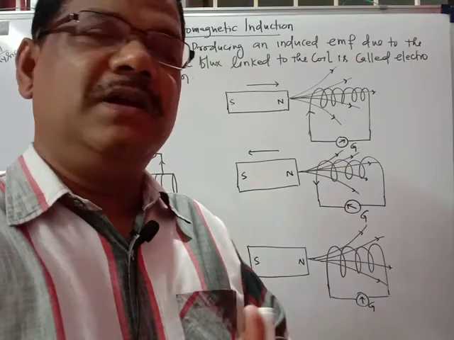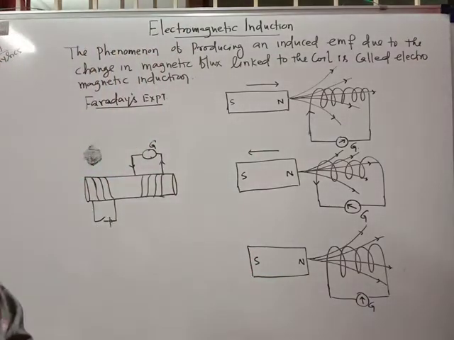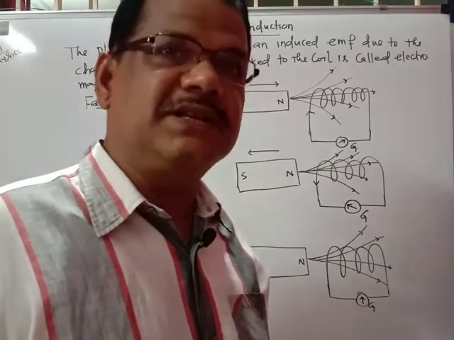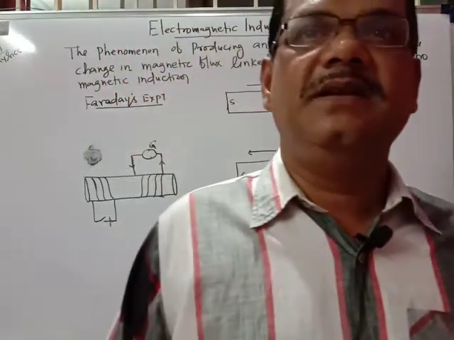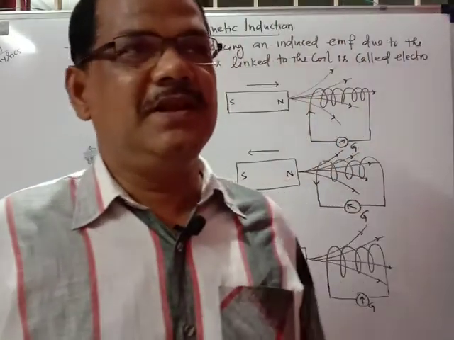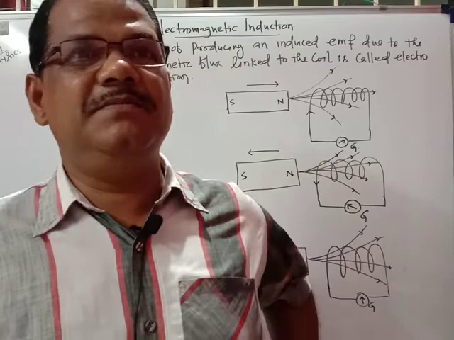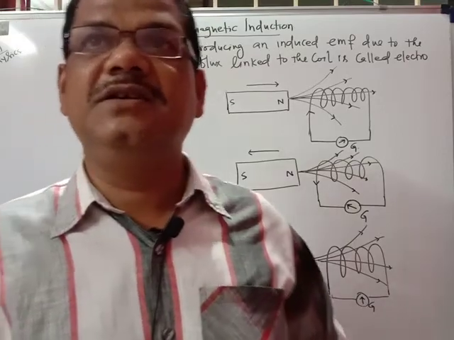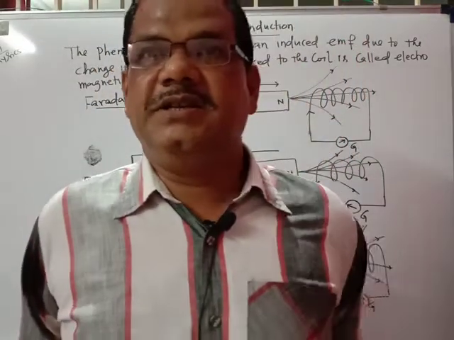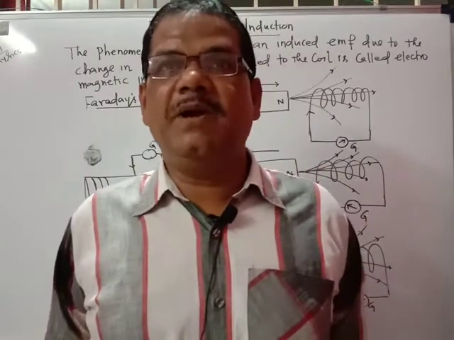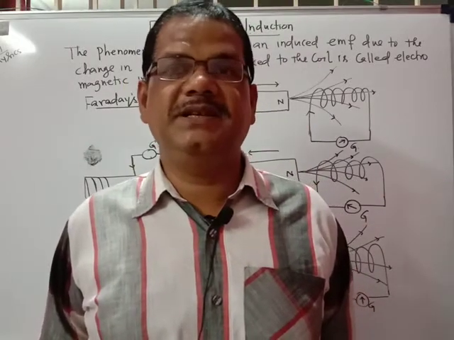Students, from the electromagnetic induction chapter, we have to discuss Faraday's experiment clearly. In previous classes we have already discussed magnetic flux. Magnetic flux is the magnetic field lines which are touching the surface area normally. That part we have already discussed.